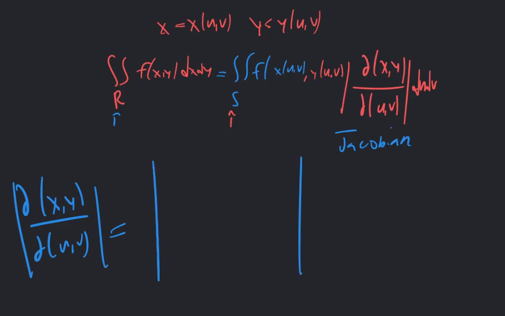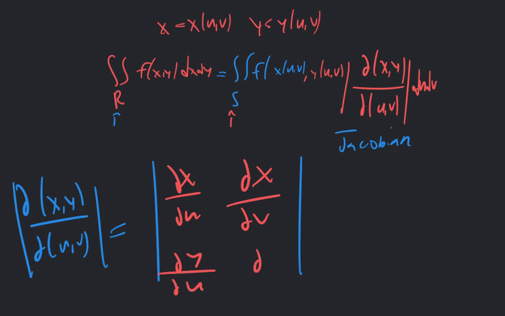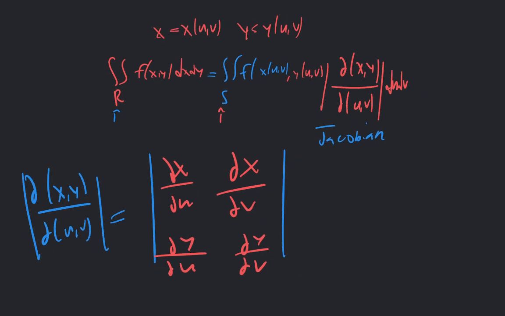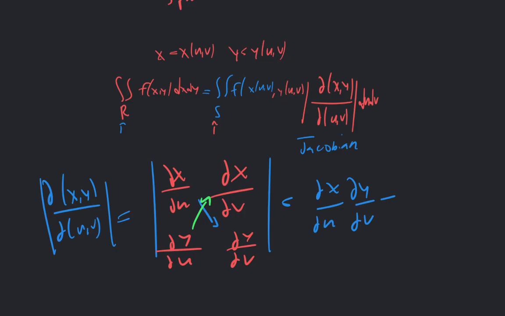This Jacobian is going to be written as a matrix of partial derivatives. So for 2 dimensions, it's going to be partial x, partial u, and then you take the determinant, subtract this term from that term. Well, you cross multiply, so that's partial x, partial u, partial y, partial v minus partial y, partial u, partial x, partial v.